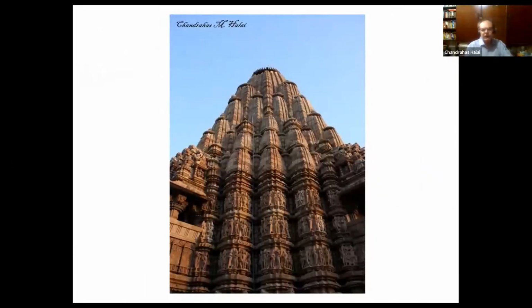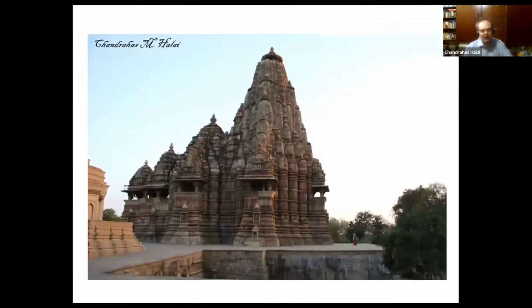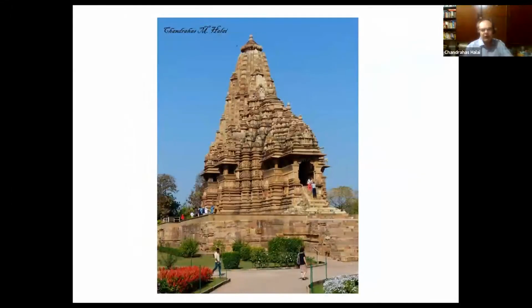A different view of the same Shikhars. A view from the other side, from the front.